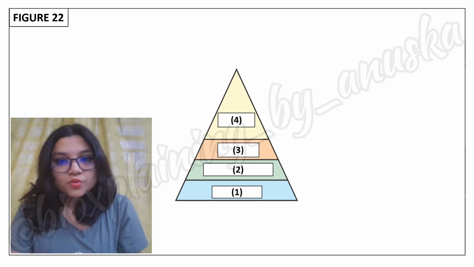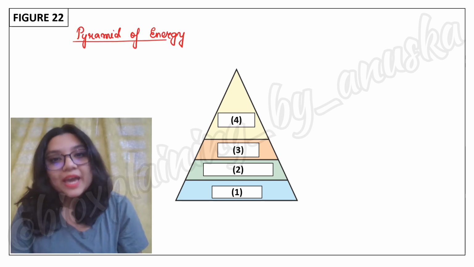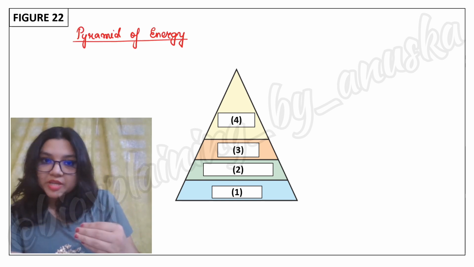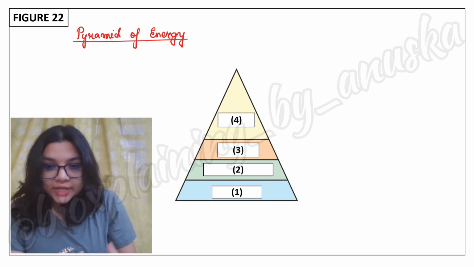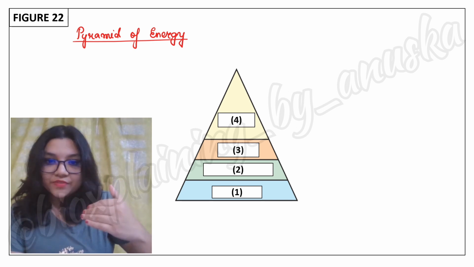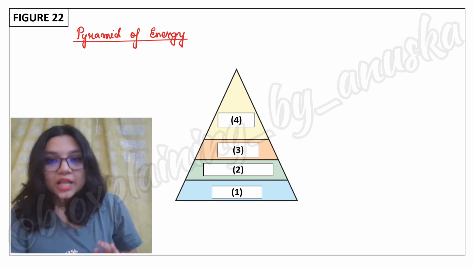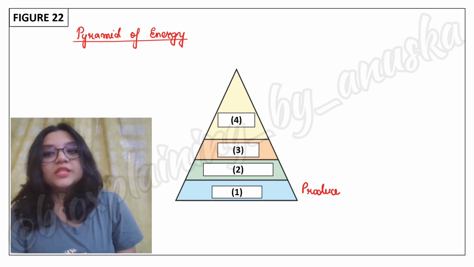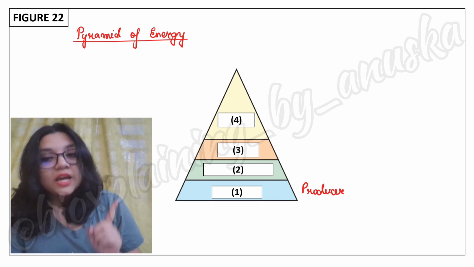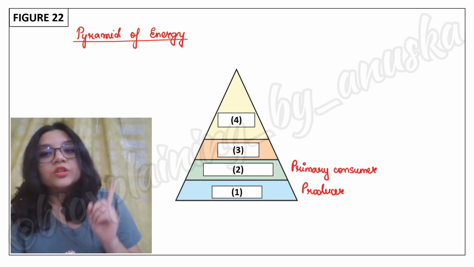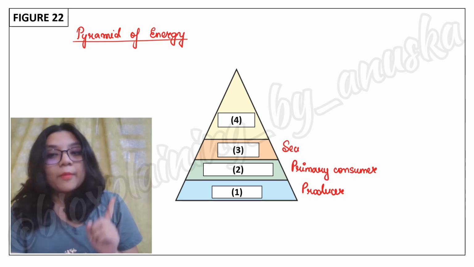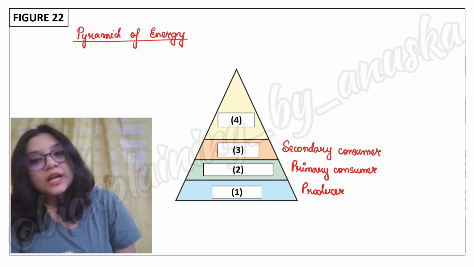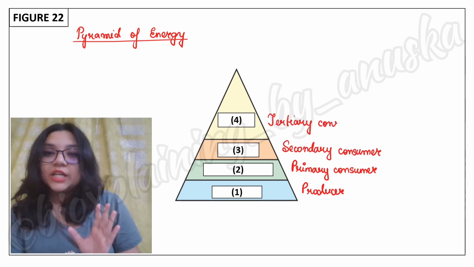Okay, so this shows us the pyramid of energy. Pyramid of energy means that in a food chain, how is energy transferred from one level to the other? So number 1 is the producers, right? Then primary consumers, number 2. Number 3, secondary consumer, and number 4, tertiary consumer.